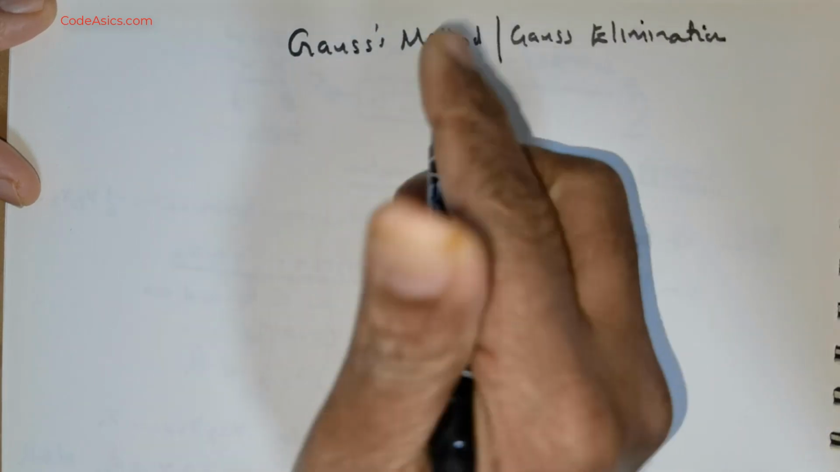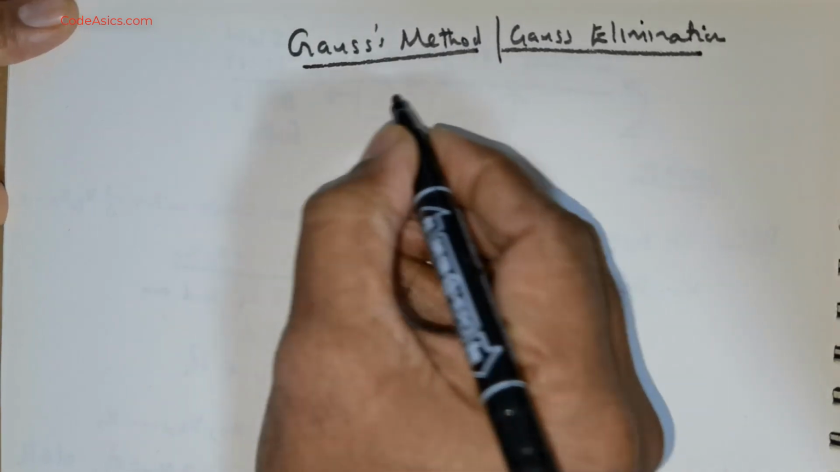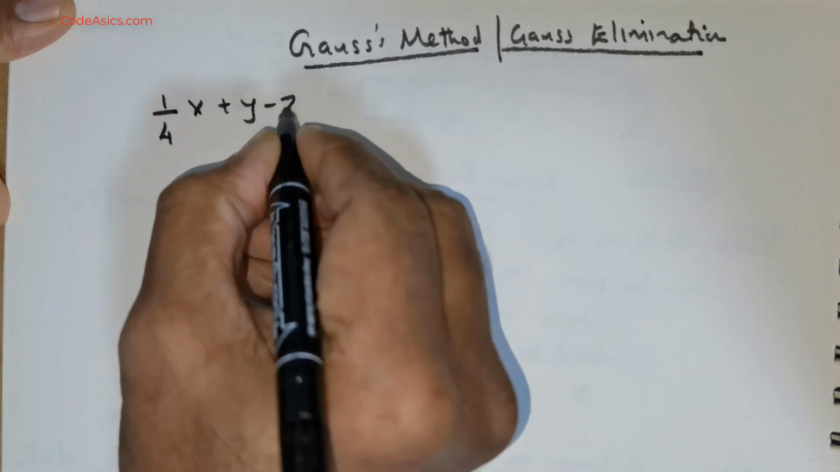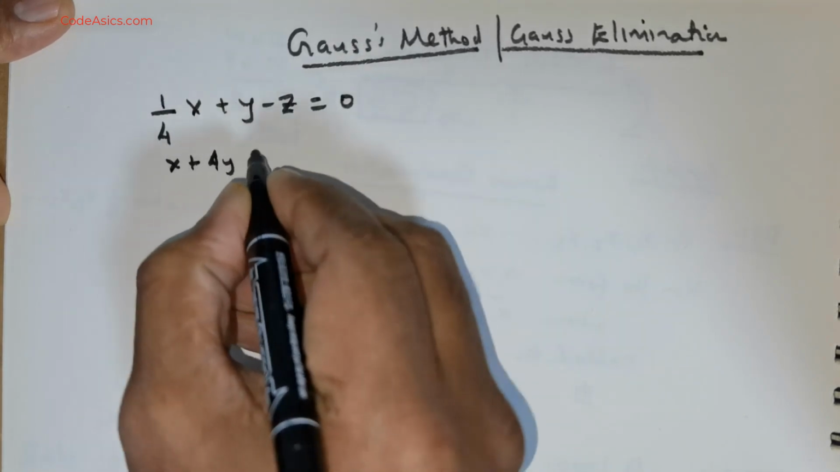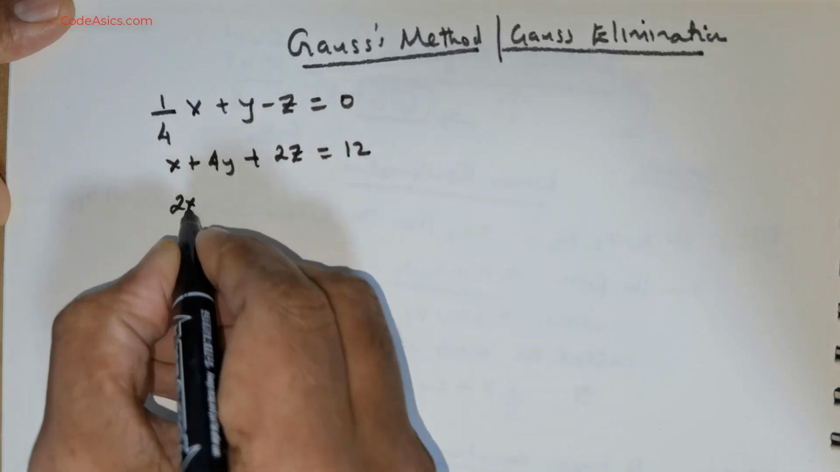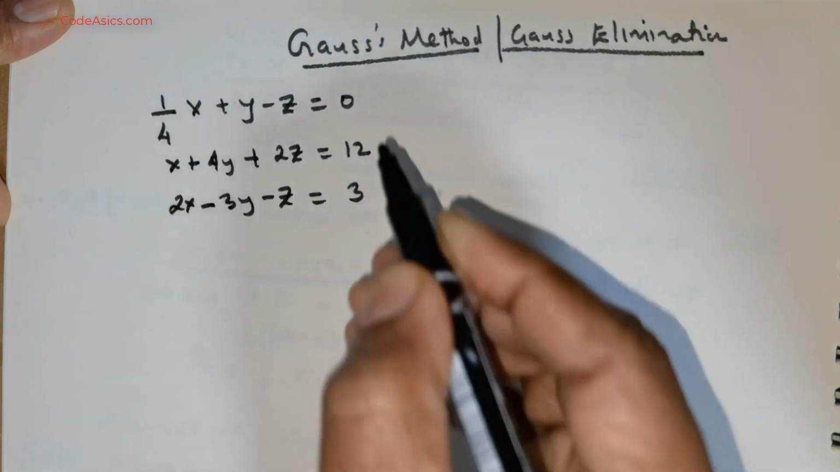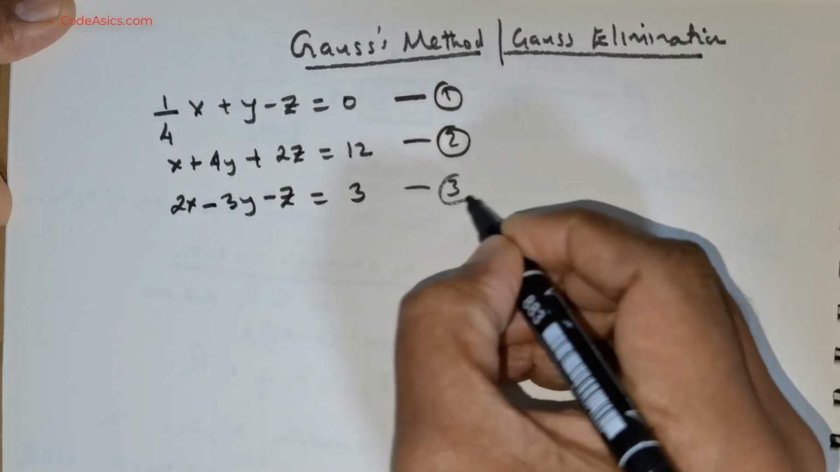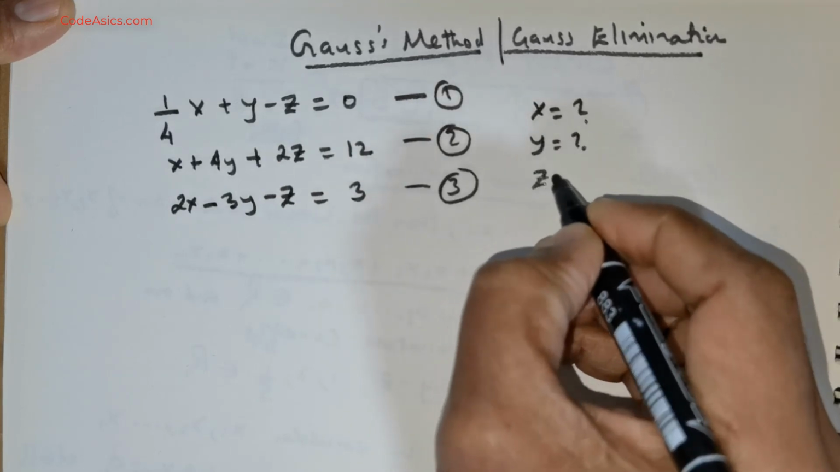Okay, so these two terminologies are accepted. Now we are given a question: 1/4 times x plus y minus z is equal to 0; x plus 4y plus 2z is equal to 12; and 2x minus 3y minus z is equal to 3. Now you have equation 1, equation 2 and equation 3, and you are expected to find the value of x, the value of y, and the value of z.